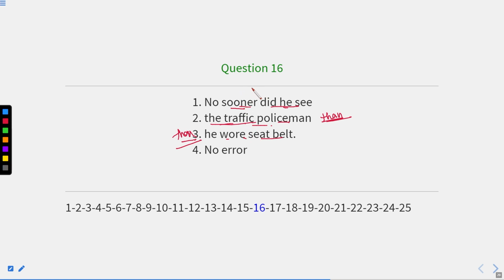But we can only have error in one part of the sentence. So if I change the sentence like, as soon as he saw. Okay, because the sentence is in past tense, so we can also change the first part of the sentence, that is, as soon as he saw. So at the same time he did that. Apart from using this then, we can use another conjunction, that is as soon as, to rectify the sentence. So the correct sentence will be, as soon as he saw the traffic policeman, he wore the seatbelt.